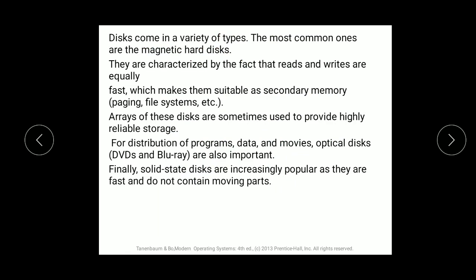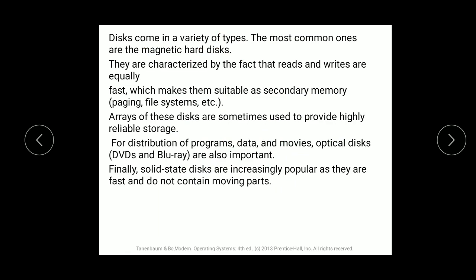Arrays of these disks are sometimes used to provide highly reliable storage. An array of disks means a range of magnetic disks can be provided for reliable, dependable storage of a large amount of data. For distribution of programs, data and movies, optical discs, that is DVDs and Blu-ray, are also important. Blu-ray and DVD discs are used to share programs, data and movies.